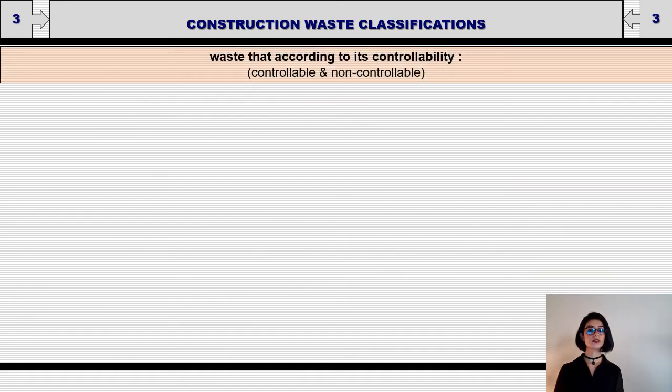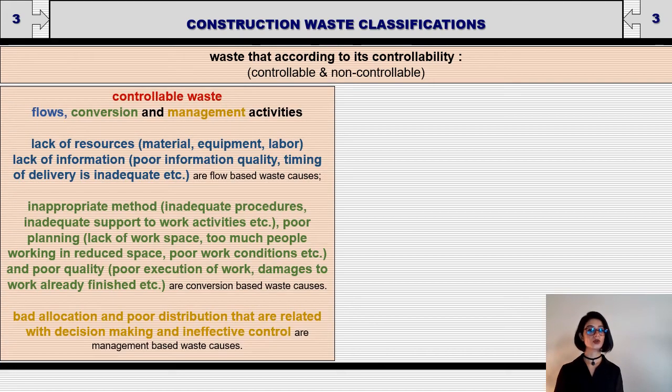As we said, the third group is waste according to its controllability. These are controllable or non-controllable wastes. Controllable wastes deal with flows, conversion, and management activities. Flows are the lack of resources, such as material, equipment, or labor, or lack of information, poor information quality, inadequate timing of delivery, etc.